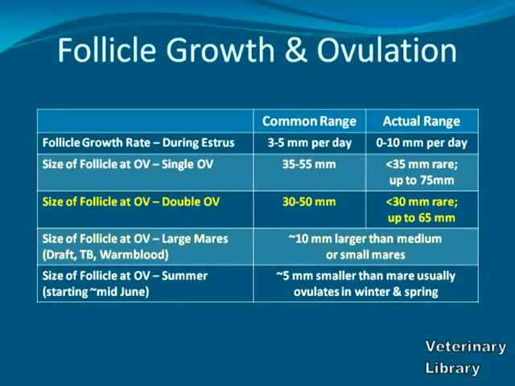In the fourth line, the size of the follicle at ovulation for large mares, such as draughts, thoroughbreds, and warmbloods, the diameter of the follicle is about 10 millimeters larger than for medium or small mares. In the fifth line, the size of the follicle at ovulation during summer, starting at about mid-June, the diameter of the follicle at ovulation is about 5 millimeters smaller than the mare usually ovulates in winter or spring.